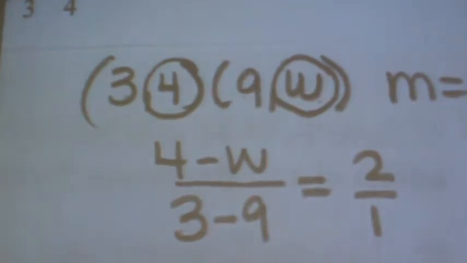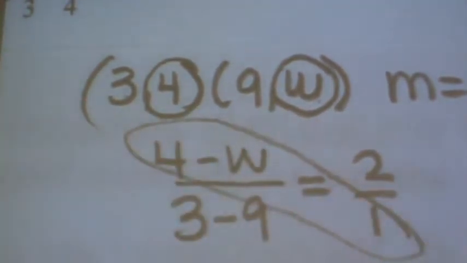So let's cross multiply. What's 1 times 4 minus w? 4 minus w, so this times this is 4 minus w. Now you're going to do 2 times, what is 3 minus 9? Negative 6 times 2 is negative 12. Solve for w. Subtract 4, and then divide by negative 1. So w would have to be 16 for these two to have a slope of 2.